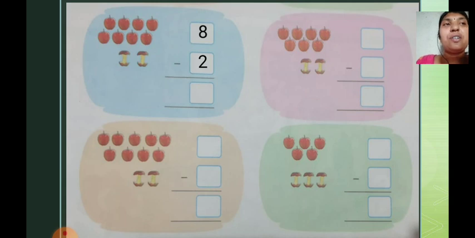You will count after 2 up to 8. Count after 2: 3, 4, 5, 6, 7 and 8. Count how many fingers are there? Yes, there are 6 fingers. So our answer is 6. Write down 6 in the box. 8 minus 2 is equal to 6. Now see the next one.